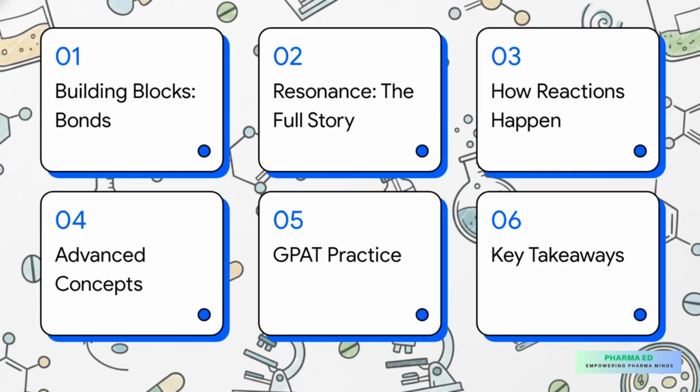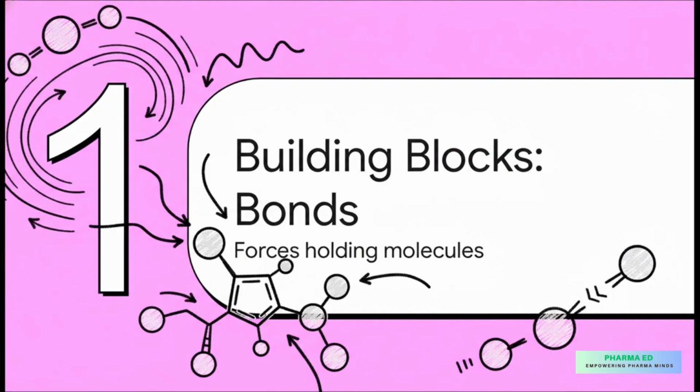All right. Here's our game plan for today. We'll kick things off with the absolute basics, the building blocks, which are the chemical bonds. Then we'll get into a really cool concept called resonance. After that, we'll see how reactions actually happen at a molecular level, get a little sneak peek into some advanced topics, and then we'll wrap it all up with some GPAT practice questions to really solidify what we've learned. So first things first, let's talk about the fundamentals, the building blocks.